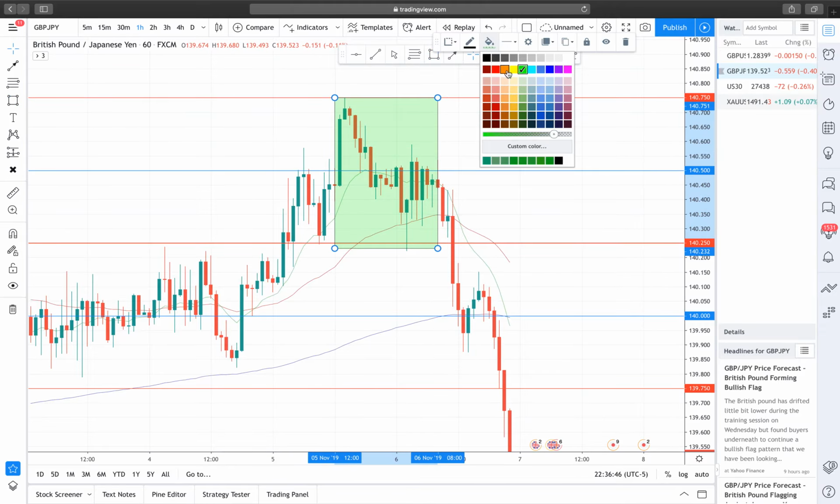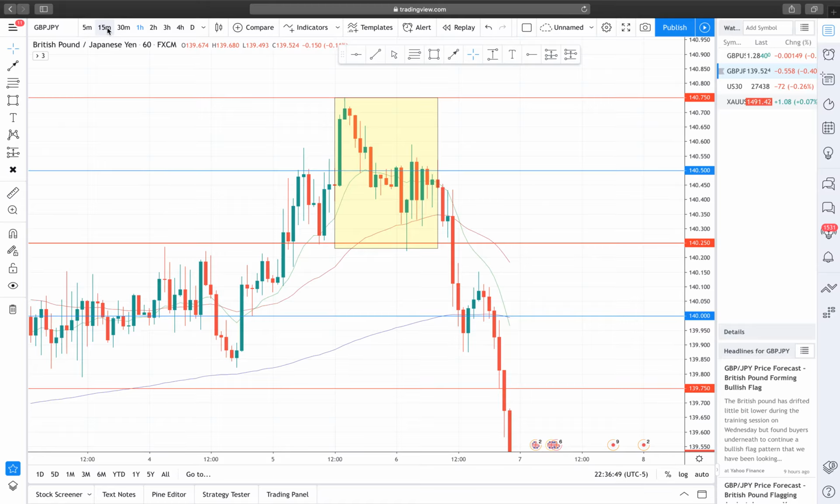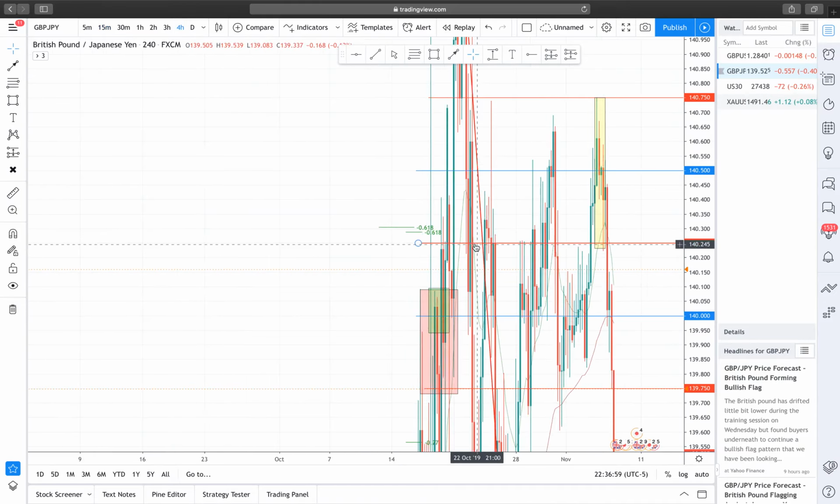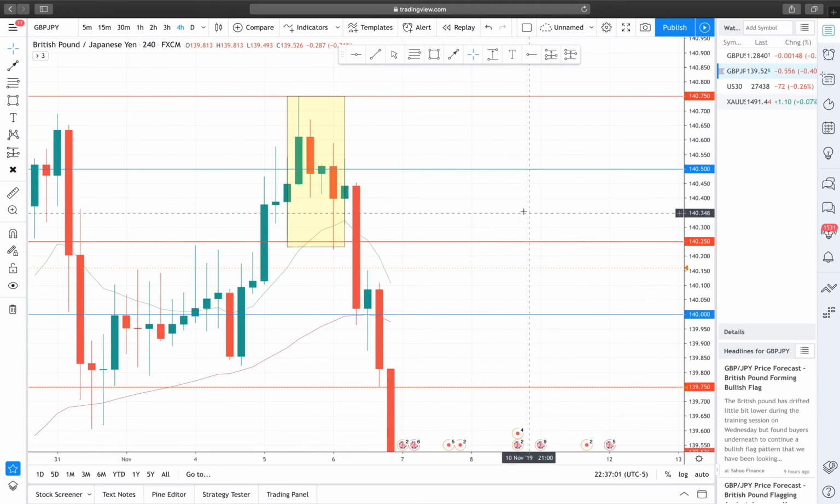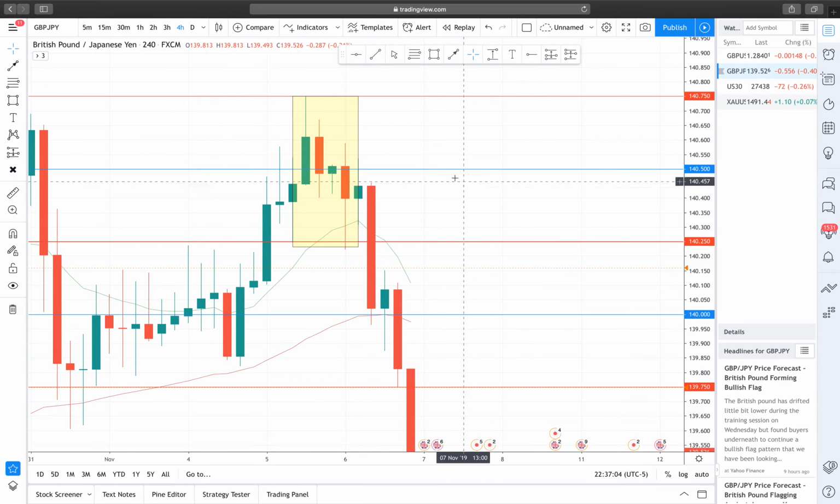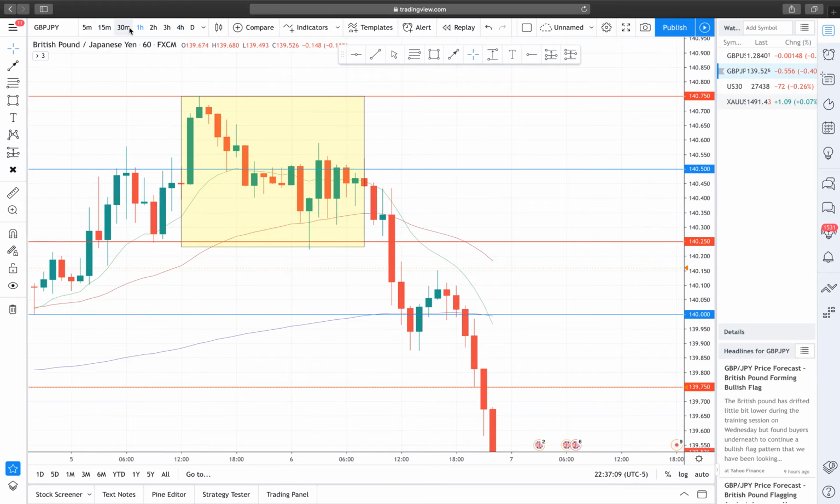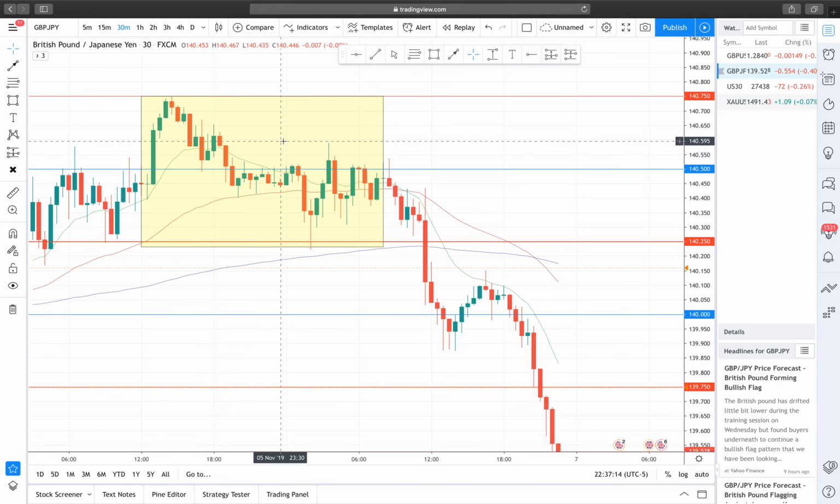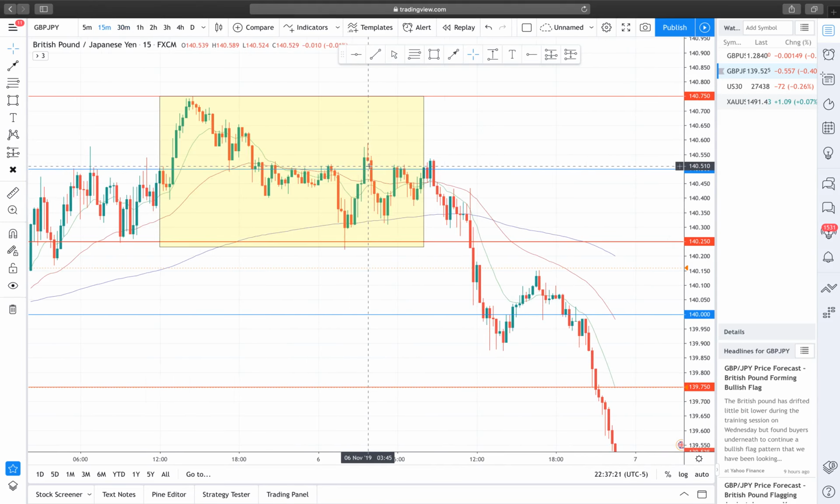Let's make it yellow. Let's look at the 15-minute really quick. Okay, what do we see here on the 15-minute? Actually, let's go back to the 4 hour. I want to see what it looks like on the 4 hour. Yeah, this thing is ugly. Jesus. 1 hour, 30 minute. Yeah, no. Evening star, evening star. Let's go back to the 15-minute.